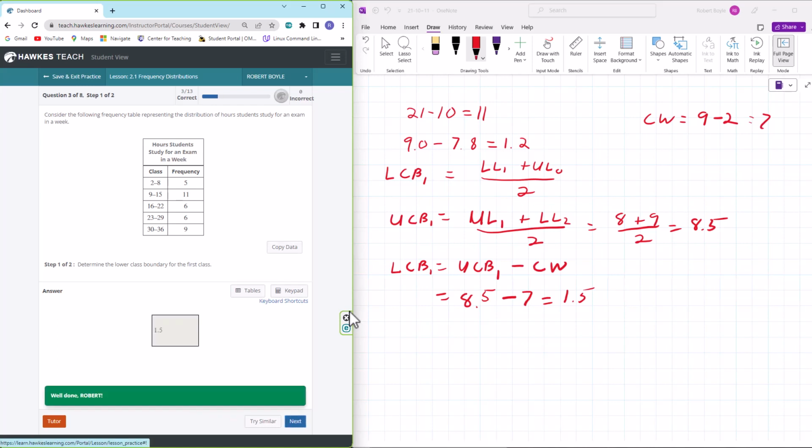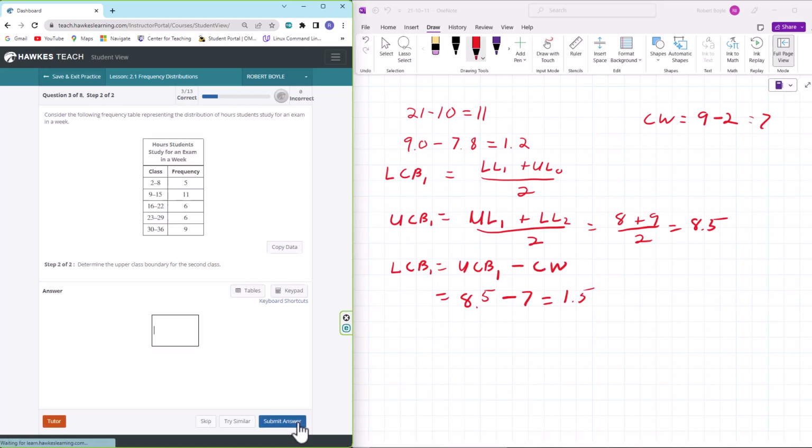So yes, finding the lower class boundary for the lowest class and the upper class boundary for the upper class is just a little bit trickier than the other problems. Okay, so we need to move on to step 2. Here we need to find the upper class boundary for the second class. Okay, so here is the second class. The upper class boundary is going to be the number between the upper limit for the second class and the lower limit for the next higher class, or the third class. Notice here we have 15, here we have 16. That number should be 15.5.